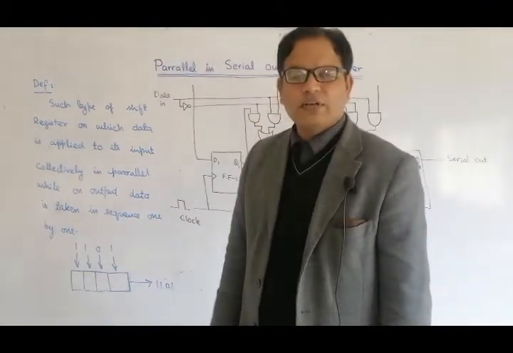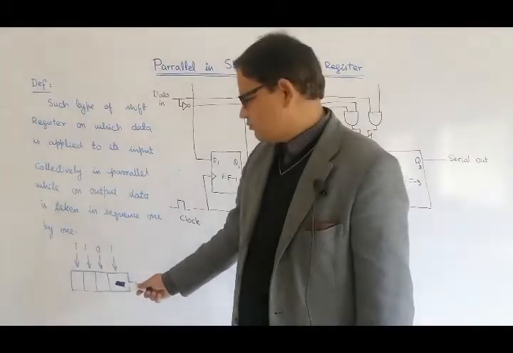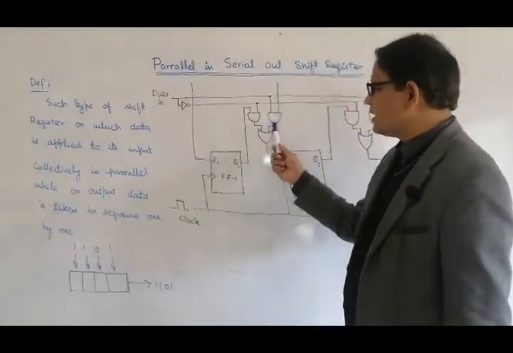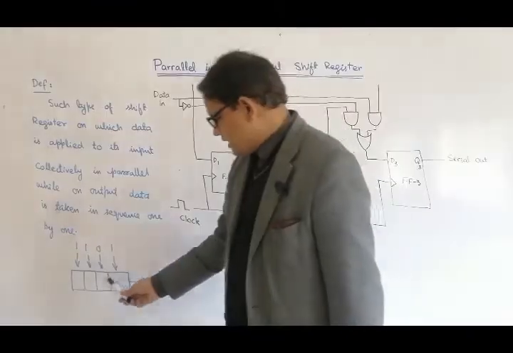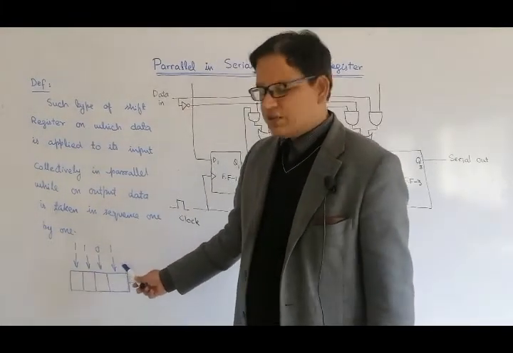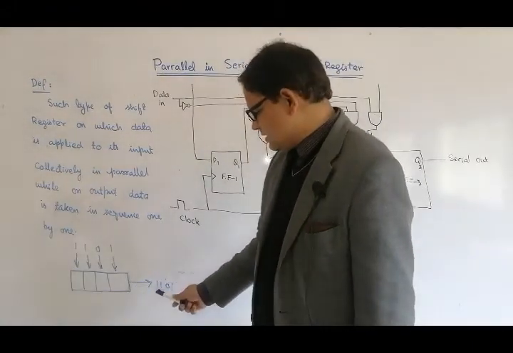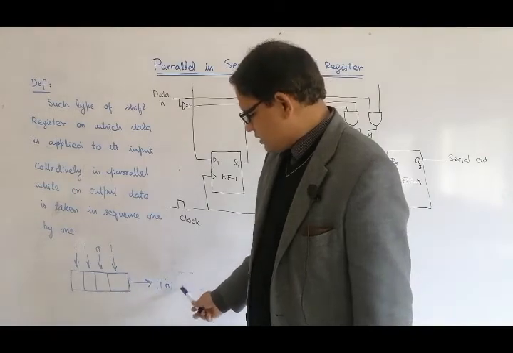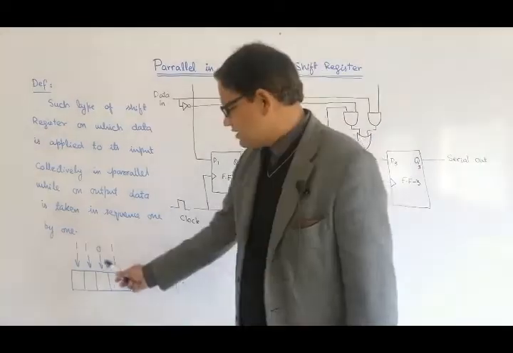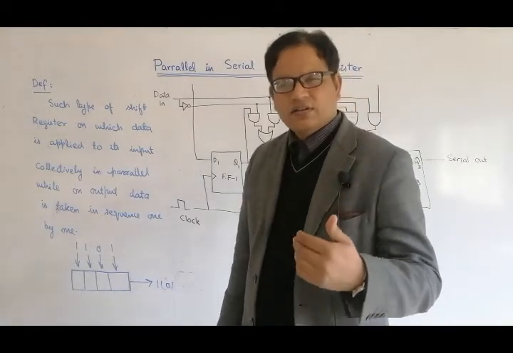These cells are showing the 4 D-type flip-flops which are cascaded with each other from their output to their input via this AND gate and OR gate combination. When the data is applied in parallel to these D-type flip-flops, which together make a parallel in serial out shift register, the data is taken out in serial. The data is taken one after another in a sequence.